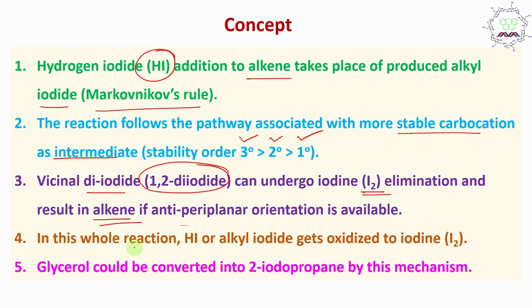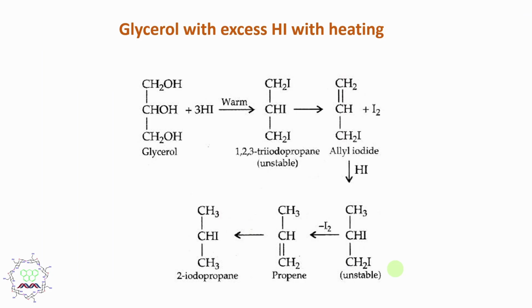Now, during this whole reaction, HI or alkyl iodide, where the oxidation state of iodine is -1, gets oxidized to 0. Next point, glycerol or glycerine could be converted into 2-iodopropane by this mechanism in presence of excess HI. Let's learn this concept. Glycerol with excess HI on heating, what happens? If you look at glycerol, it's a propane-1,2,3-triol, a trihydroxy derivative. If you react it with HI, simple alcohol plus HI results in alkyl iodide and water.